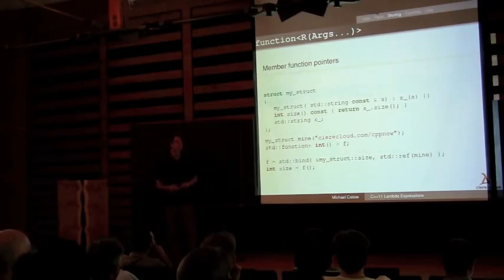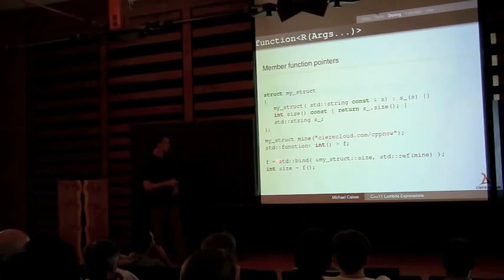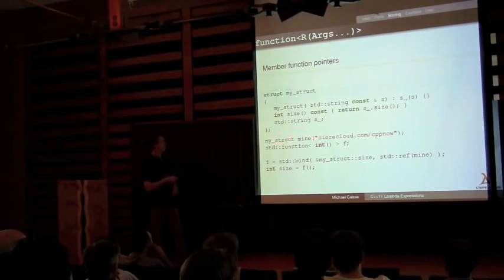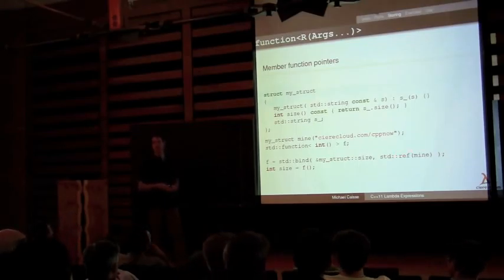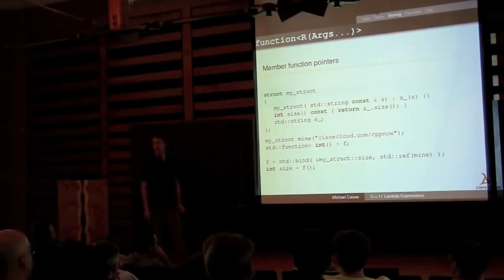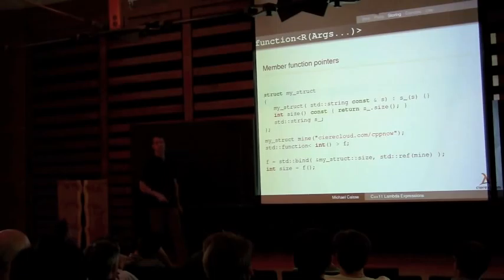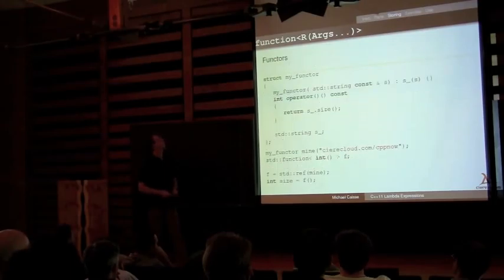Member function pointers, same type of thing. Here we have a struct. It has this method called size. I have a signature that returns an int and takes no arguments. I'm going to use bind. So I'm taking the address of the size method. I've constructed my struct here called mine. I'm using it by ref, so I don't want to copy it in. I actually want a reference to this thing, so I use ref. And now I can just call f as normal. Functors.